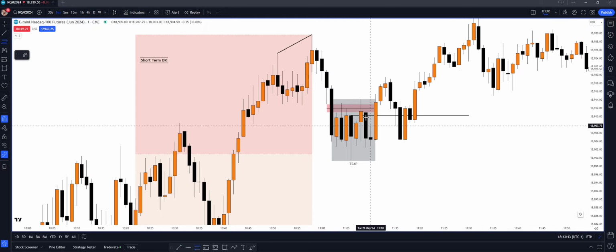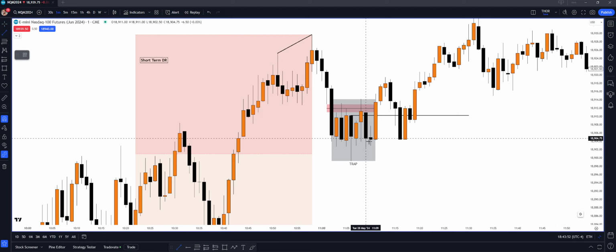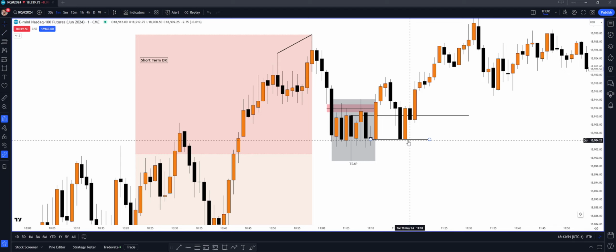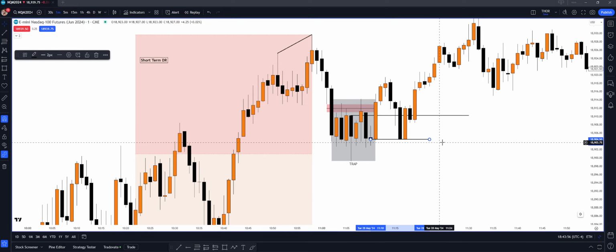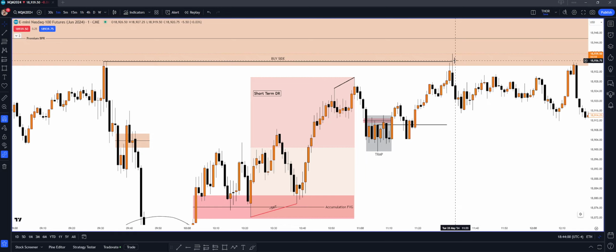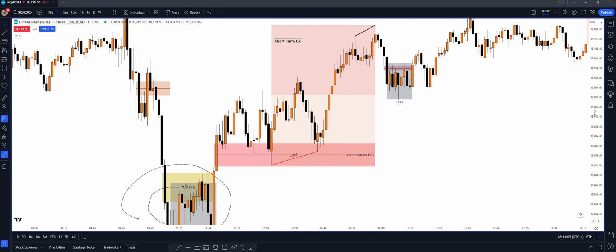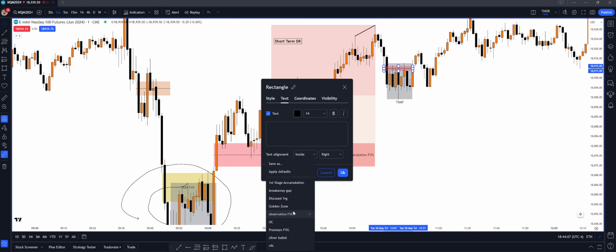And then you also need to look at its mean threshold. So I'm going to annotate the mean threshold. As you guys can see, it came down into the mean threshold. There is also the rejection block here. It came down to the rejection block as further manipulation, and afterwards it sent it to the buy side here. Let me quickly take a screenshot of this for the channel.